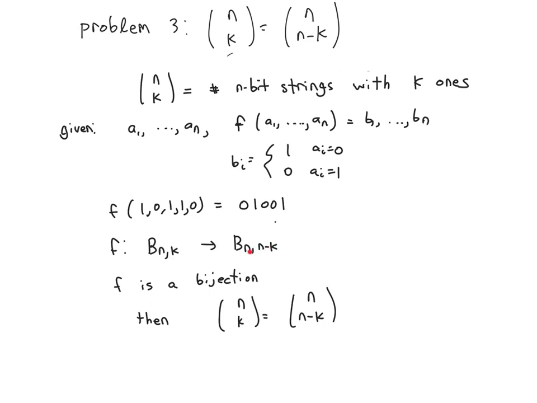Given any string over here, replace the ones and the zeros, and you now have something in the preimage that maps to it. And vice versa, if any two strings map to the same element under this map, then the ith coordinates over here must be equal, which means the ith coordinates had to have been equal to begin with. And so it is also injective. And so it is a bijection, and therefore, by the rule of bijections, these two numbers are the same.